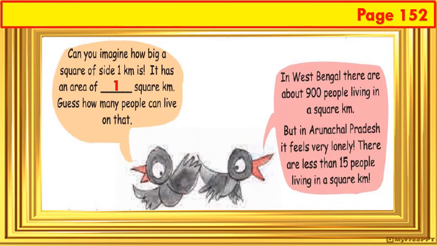Can you imagine how big a square of side 1 kilometer is? It has an area of 1 square kilometer. Since square has all 4 sides equal and length of the square is 1 kilometer, so breadth is also 1 kilometer. An area is given by length multiplied by breadth or side multiplied by side in case of a square. That is, the area is 1 multiplied by 1. 1 ones are 1 square kilometer. So the square of side 1 kilometer's area is 1 square kilometer.